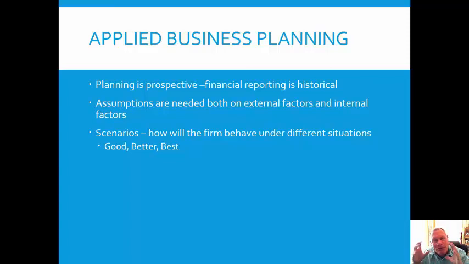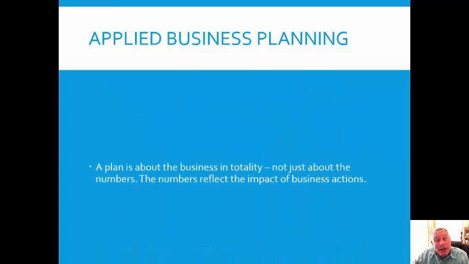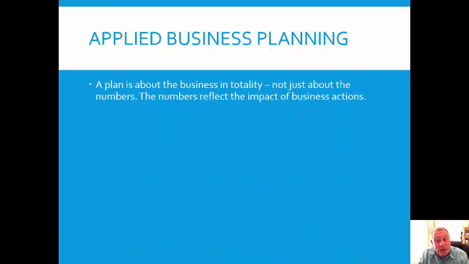So when we're doing this planning, business planning, we've got to keep in mind it's prospective. We need to make a series of assumptions, and then we need a number of scenarios to determine what's our range. This is not an exact science of here's our plan and we will do it. It's what direction are we going? How can we get measurement? Applied business planning is about the business in totality, not just about the numbers.